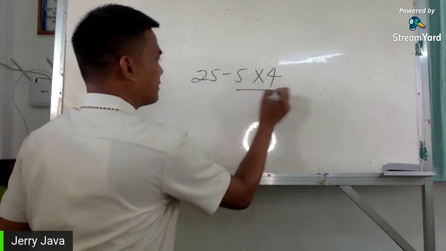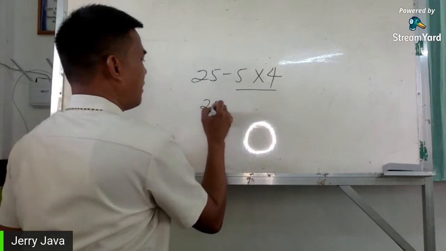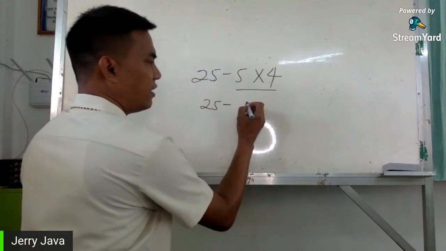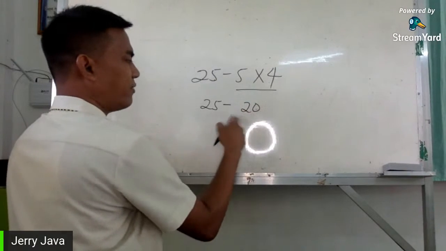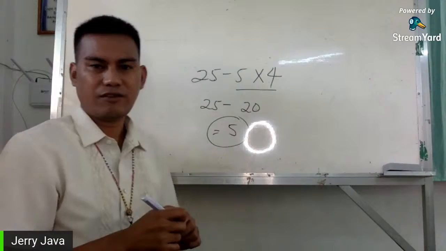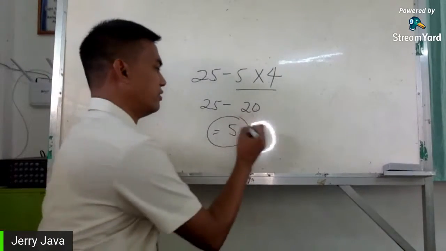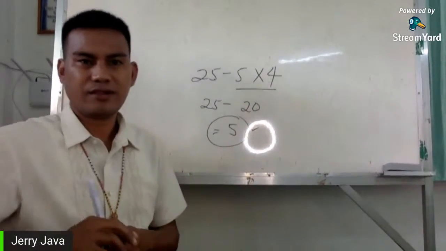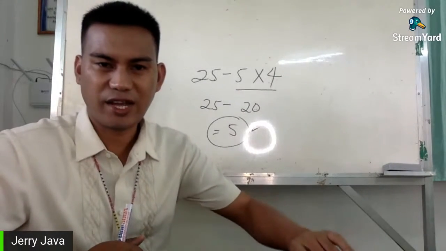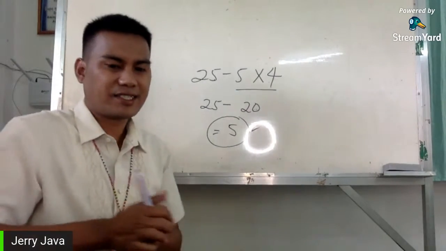So multiply this. So 25 minus. 5 times 4 is, this is how much? 20. Then 25 minus 20 gives you 5. 5 is correct. Very good. That's it. Okay? Congratulations.